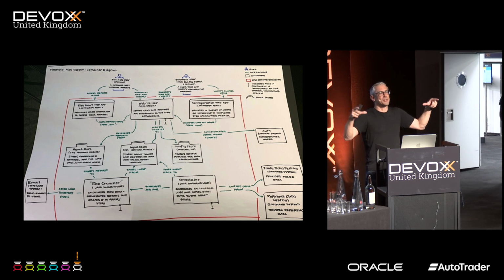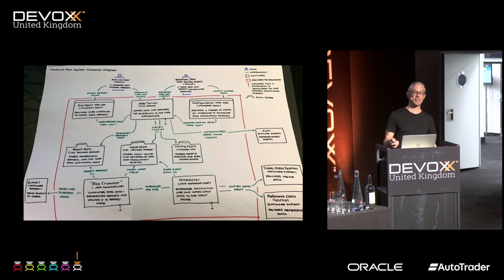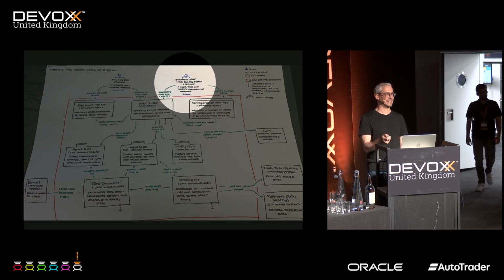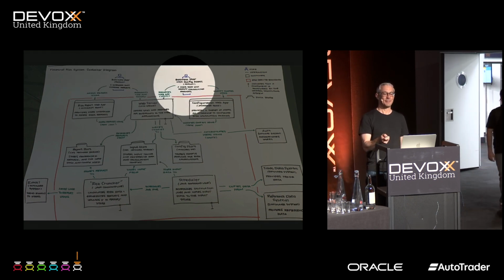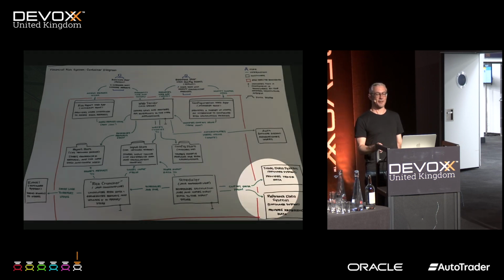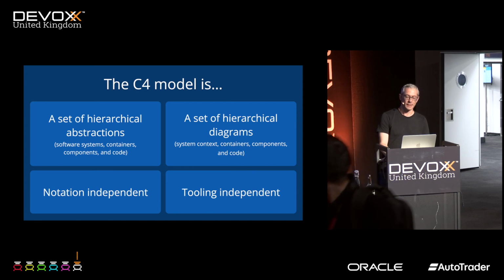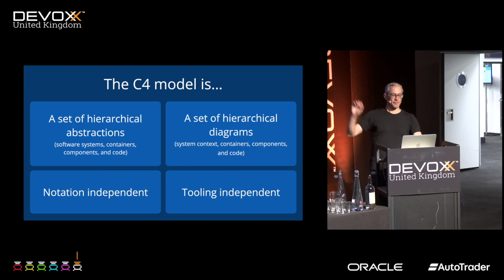So we zoomed into that red box. We're now showing the applications and the data stores that make up this particular system. And you'll notice, and this is going to be important for later, we still have our people and the external systems that we have a connection to around the edge. So that's the summary of C4. It's a set of hierarchical abstractions, a set of hierarchical diagrams. It's notation independent, and it's also tooling independent.